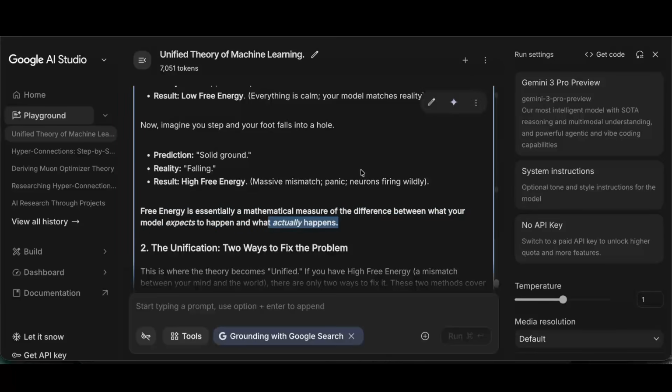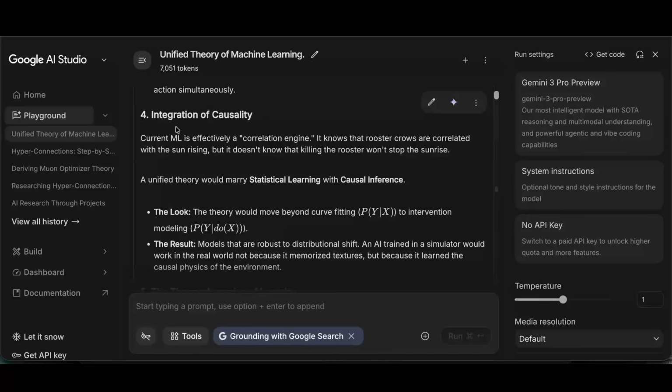So maybe we could build some architecture that does reinforcement learning, CNNs, images, language, everything by minimizing this free energy, by matching the expectation with what actually happens. Integration of causality. The main idea here is that instead of AI learning just correlations, it actually learns what causes what.